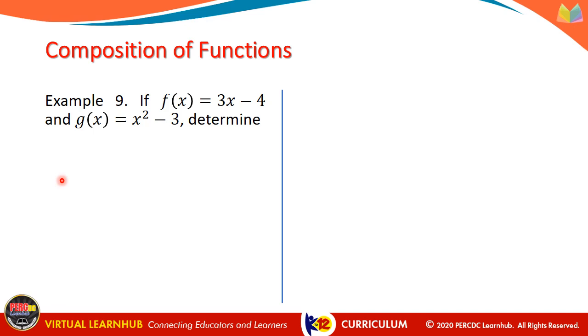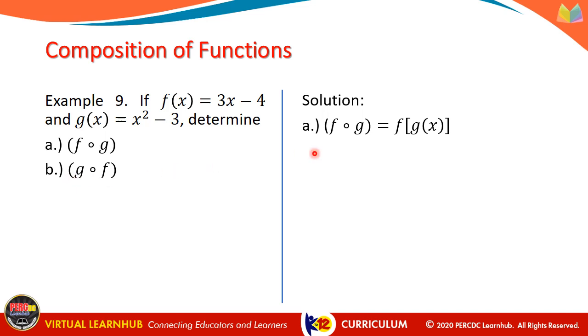Example number 9. If f of x is equal to 3x minus 4 and g of x is equal to x squared minus 3, determine a, f of g, and b, g of f. The solution would be for letter A, f of g is equal to f of g of x. g of x is inside the function f. And we know that g of x is equal to x squared minus 3.